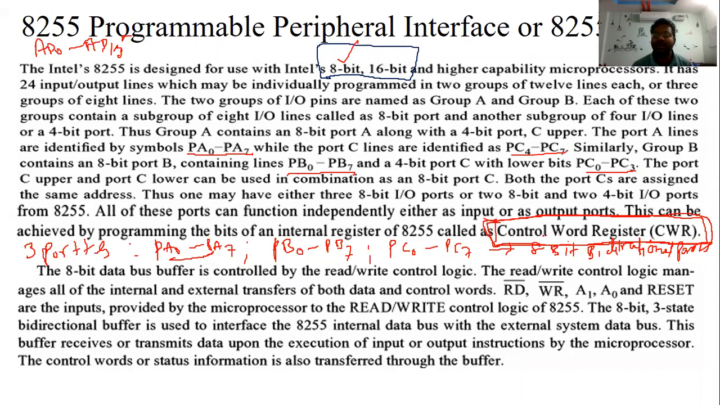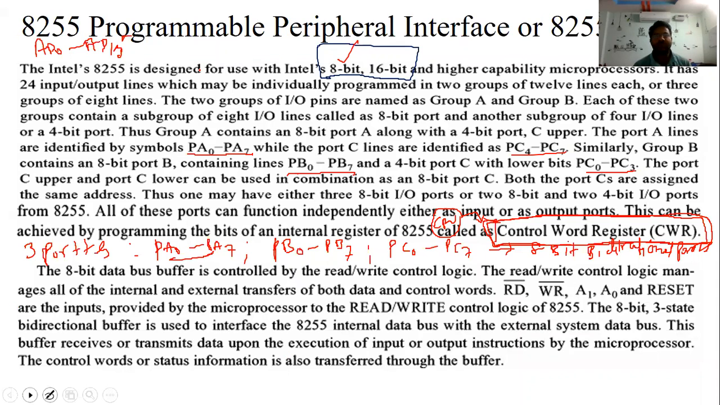Who can command this control word register? Who can send the information to this control word register? Whether port A works as an input port, or port B works as an input port, or port B works as an output port, the CPU sends the information. The CPU gives the commands to this control word register. According to this control word register, the ports work. It may be an input port or it may be an output port. Okay, do you understand this one?